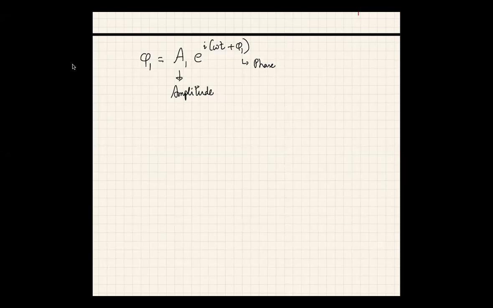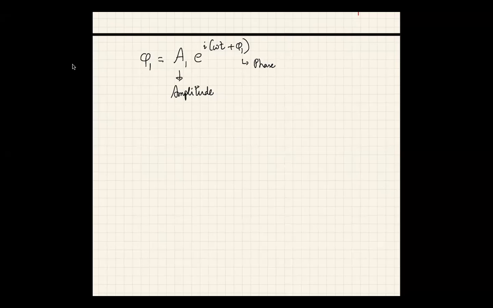You know this already. Usually we take phi1 to be the real component of this wave, but we can also write it in a complex form like this. In fact, the amplitude also can be written in a complex form, and I can take the real part of the entire thing, but I will not do that. So this is basically a sinusoidal wave with some frequency omega and some phase phi1.